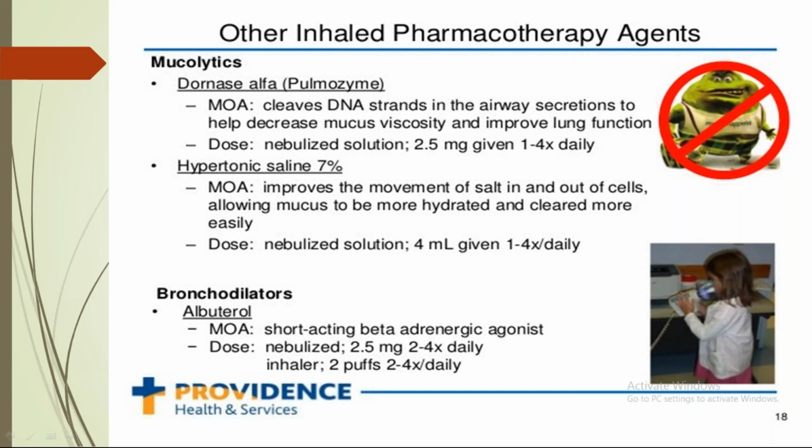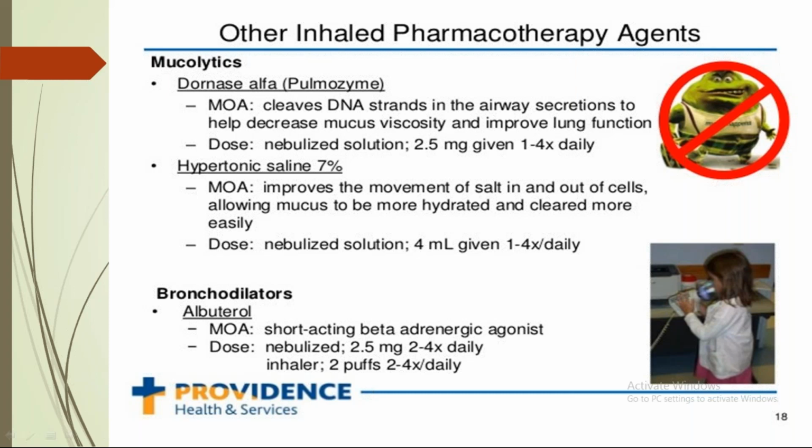One mucolytic is Dornase alfa, another is hypertonic saline. Its mechanism of action is that it will improve the movement of salt in and out of the cells, allowing the mucus to be more hydrated and clear more easily. Dosage: we will give it in 4 ml 1 to 4 times daily in nebulized form.